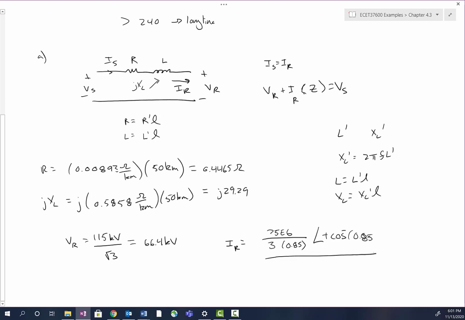And then I need to divide that by the voltage, which was 66.4 kV. Then I want to take the complex conjugate, which is why I got confused about that negative sign. If you do that, you're going to get a current of 442.98 at an angle of negative 31.79 degrees amps.